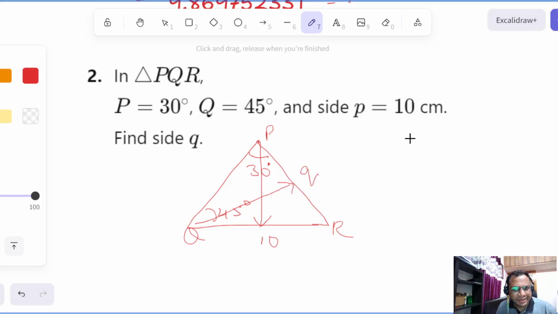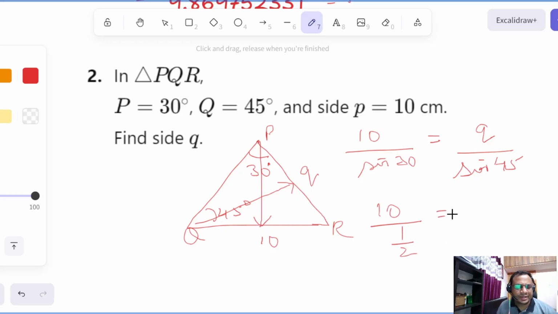So same, we'll use the sine law, which says the side divided by sine of the opposite angle, which is sine 30, should be equal to q upon sine of the opposite angle, which is sine 45. Right? So 10 upon sine 30, which will be 1 by 2, so 10 upon 1 by 2 equals q upon sine 45. And sine 45 we need to find. Sine 45 will come out to be 1 upon root 2.